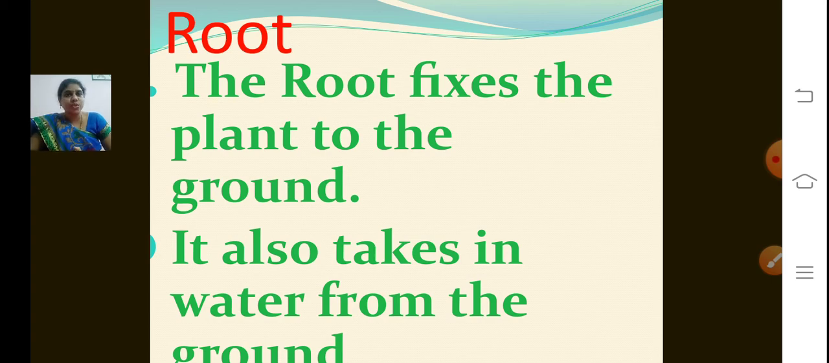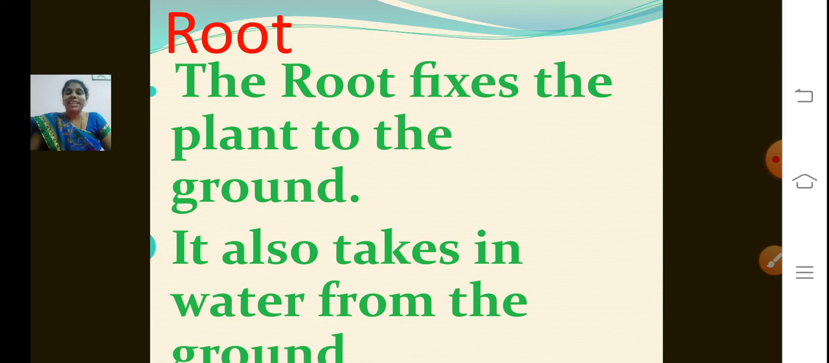What's the function of the root? What it does, that we'll see now. The root fixes the plant to the ground. So how will it fix? If it has to fix here, who does that function? Root. This is a plant, right? So the root fixes the plant to the ground. Which part fixes the plant? Root.